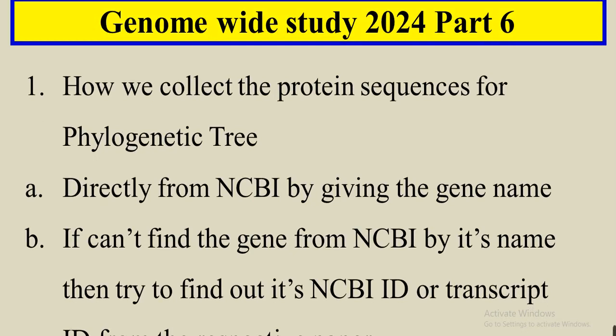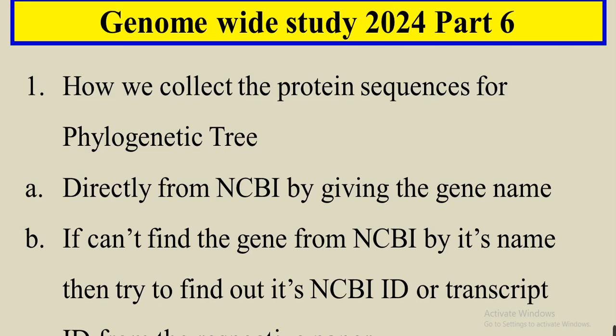So for collecting the protein sequences for the phylogenetic tree, we will use different methods. Number one, we directly give the name of the gene in the NCBI, and then we can take its protein sequences, as we have done in finding the Curie proteins for our HMA analysis. So likewise, first we try to give the name of the gene in the NCBI and then take out the protein sequences. But sometimes we can't find the gene sequence by giving its name in the NCBI.